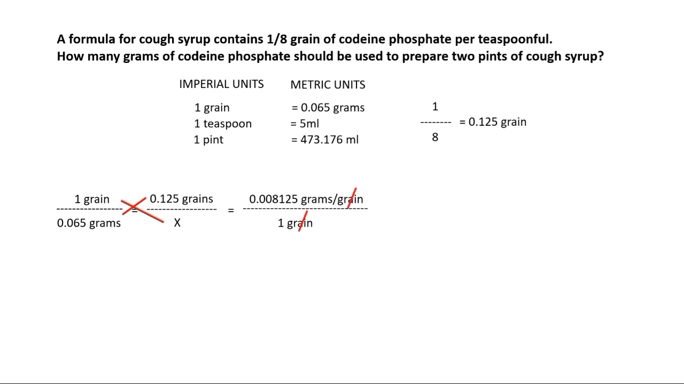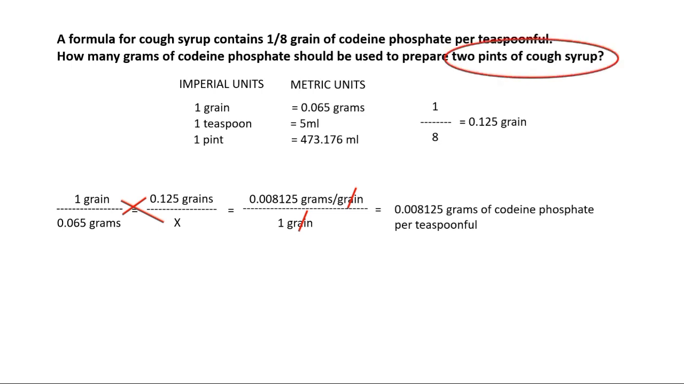Then, cross-multiply 1 grain with x, or simply carry it down, which gives us 1 grain. Cancel the common unit, which is grain. Finally, divide 0.008125 grams by 1, which will give us 0.008125 grams of codeine phosphate per teaspoonful.